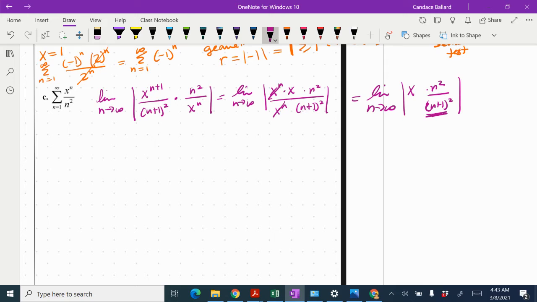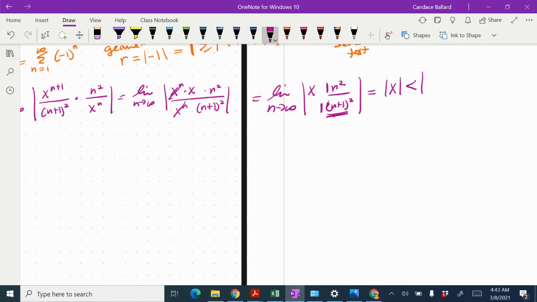Since even if I FOIL this out, I know my highest exponent is going to be a 2, so I'm just going to look at the limit in front, which is 1. So my limit is actually just going to be the absolute value of x. We want to force it to be less than 1, which implies that our interval is going to be between -1 and 1.